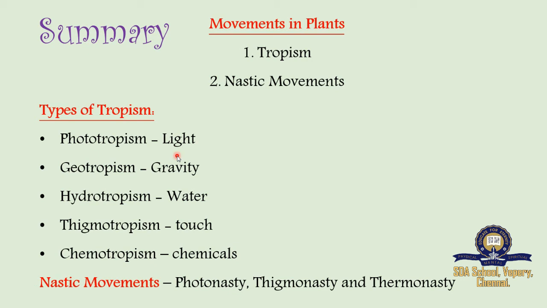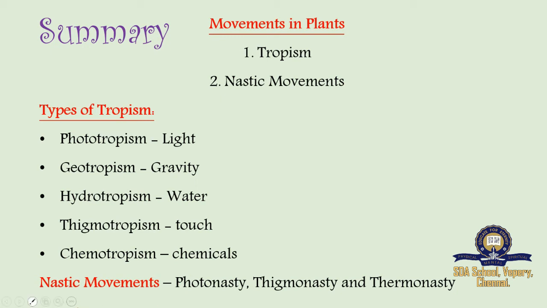What is geotropism? The movement due to gravity is known as geotropism. And hydrotropism, as the name suggests, hydro means water. So the movement in reaction to the stimulus of water is known as hydrotropism. And thigmotropism is touch, and chemotropism is due to chemical reaction taking place. Under nastic movements, we saw three classifications, which are photonasty, thigmonasty, and thermonasty.